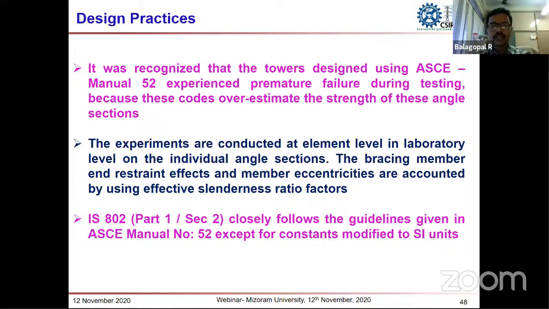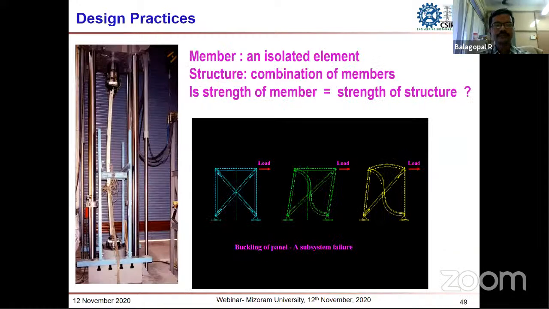Our IS code, IS 802, is similar to ASCE 52, except for the conversion of the units. Here, this is component level testing on a bracing member, and this is structural level testing. The member behavior is completely different in these two scenarios. Here, we are completely simulating the end conditions, but in the structure, it is completely different. Hence, the buckling strength estimation from the component level and structural level is always different.